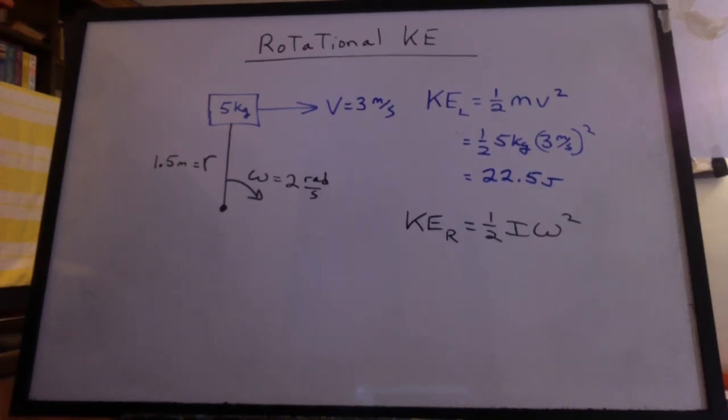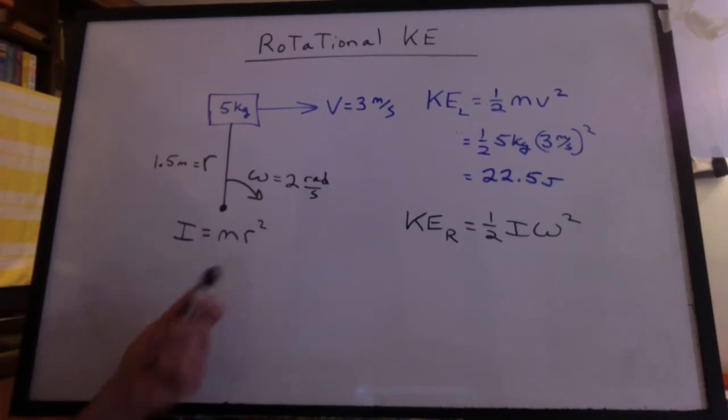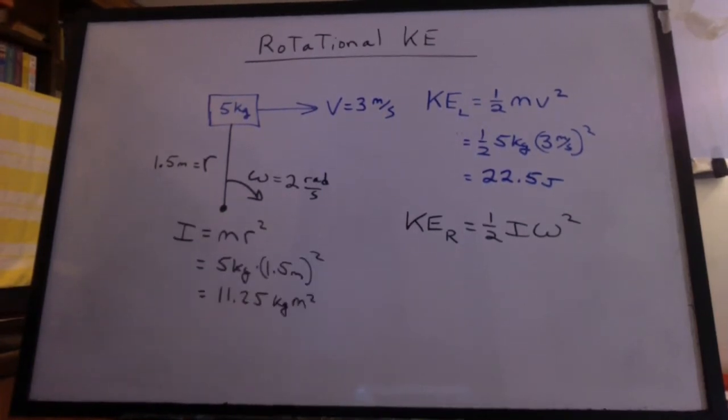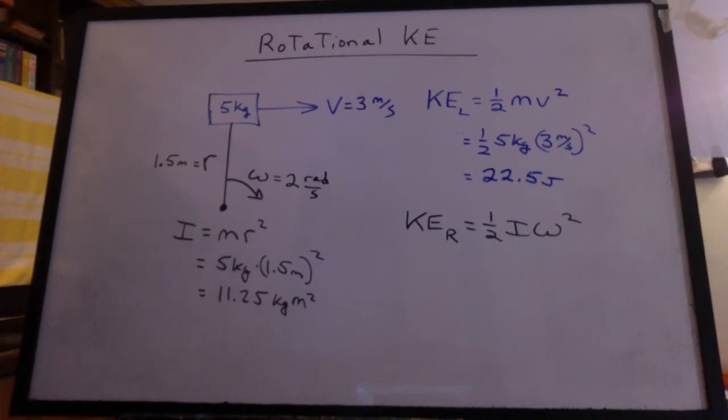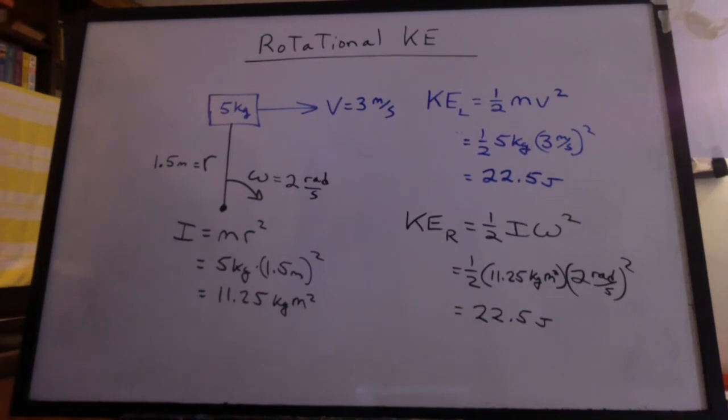Let's try it in rotational terms. Let's find out what the rotational inertia is. Plug in the values, and we have 11.25 kilogram meters squared. Plug in I and omega, and yeah, we get 22.5 joules. It better be the same. It's only one object, so however we look at it, it has the same kinetic energy.